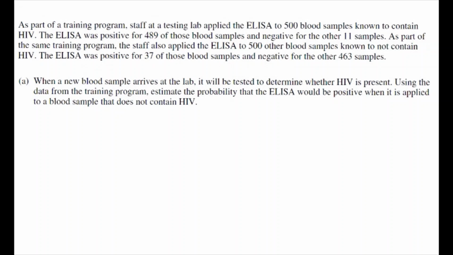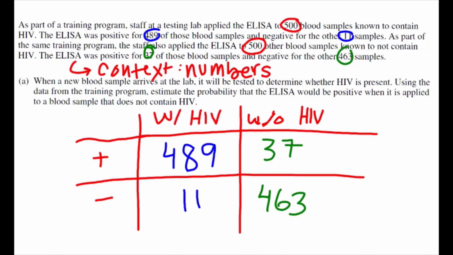Here we are given context to the specific problem given to us. Notably, that for two different 500 blood samples, with one group containing HIV and the other not, there were 489 positives and 11 negatives for the HIV blood group, and 37 positives and 463 negatives for the non-HIV blood group.